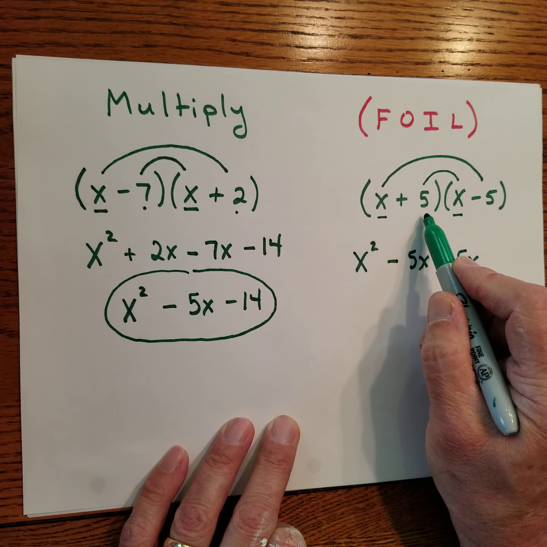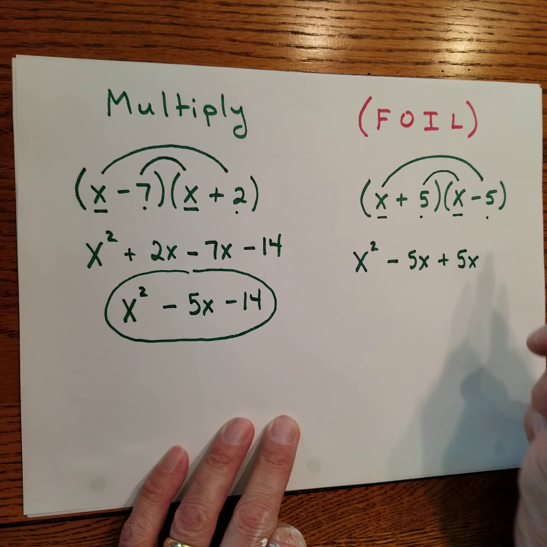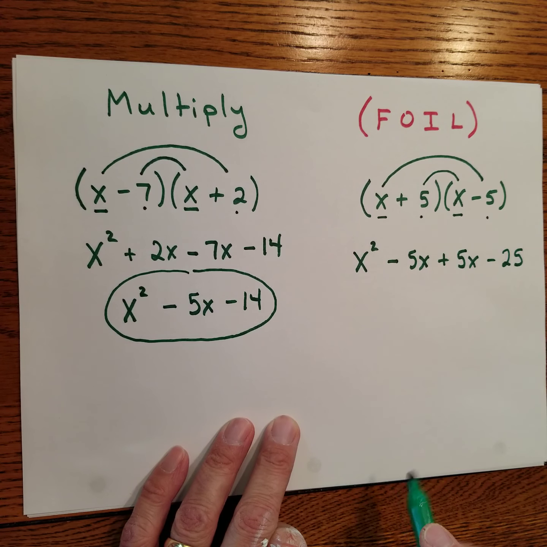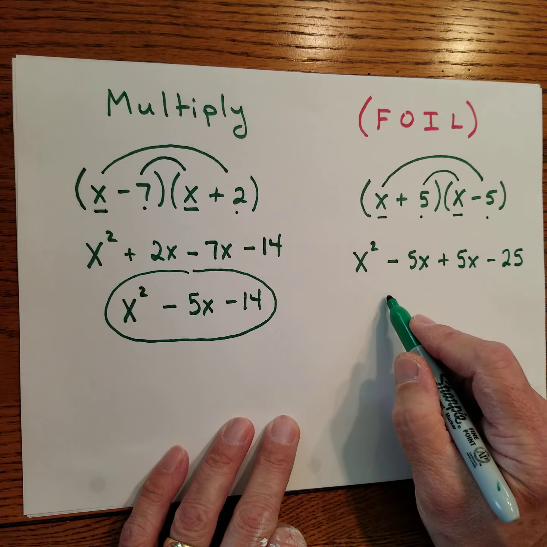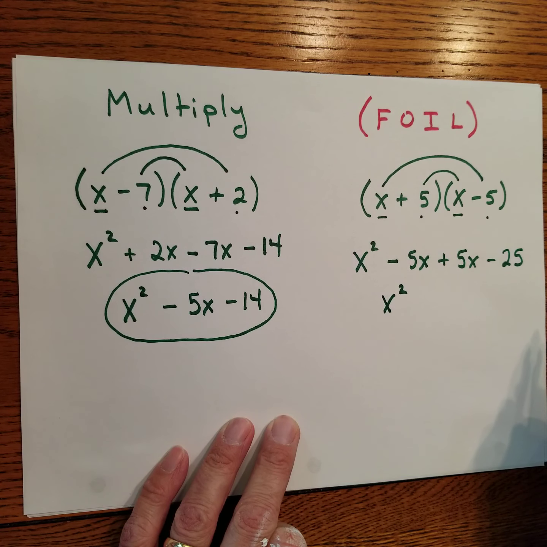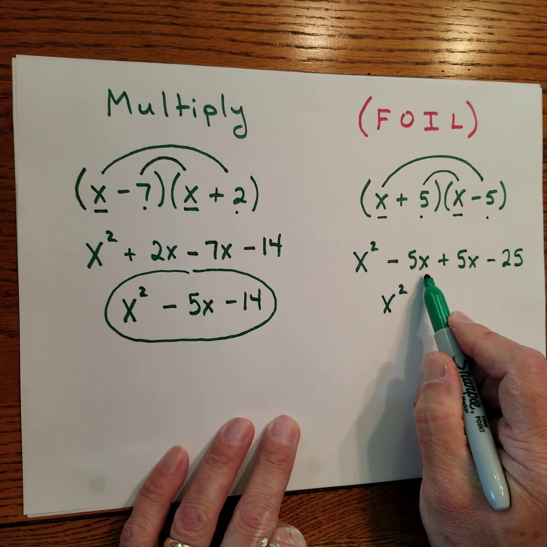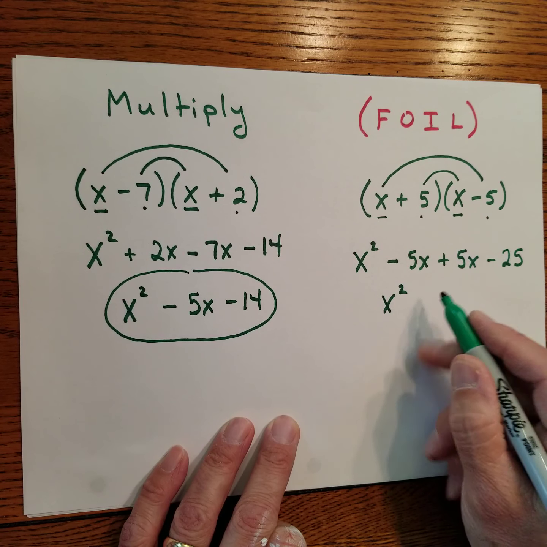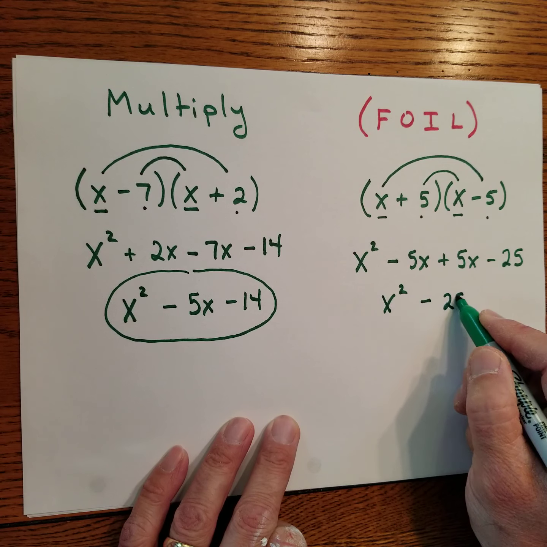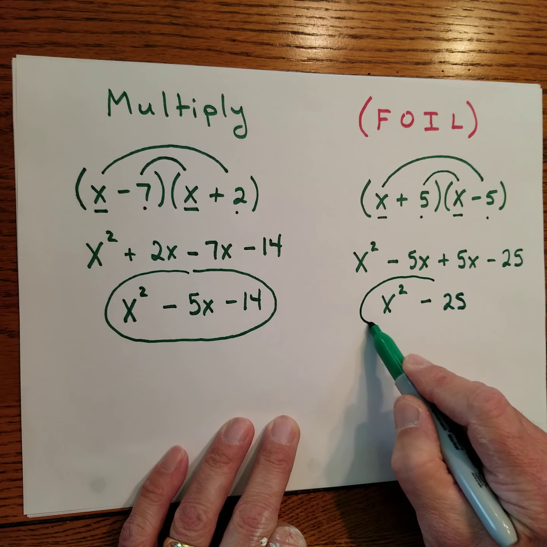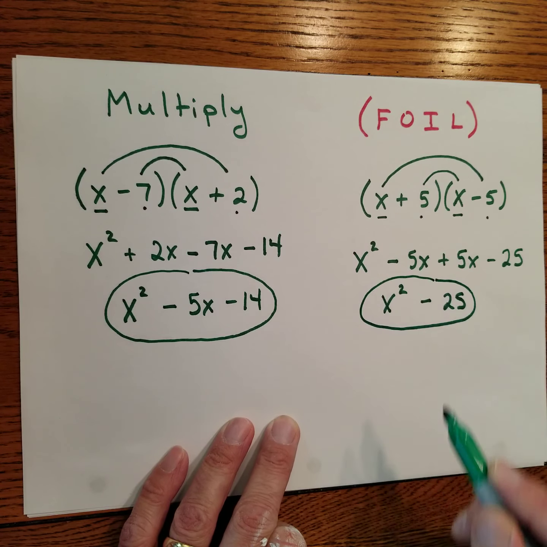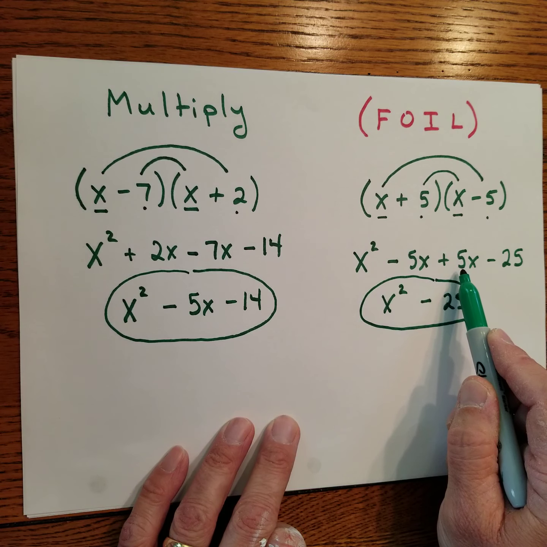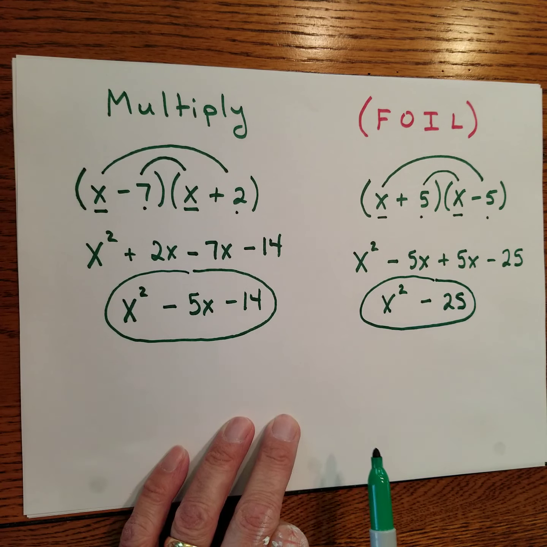Finally, we multiply the lasts. 5 times negative 5 is negative 25. Let's combine the like terms. But watch what happens when we combine the like terms. Negative 5x and positive 5x is 0. So we don't write it. We just write the x squared minus 25. Look for this special case in future problems, where the outers and the inners add up to 0 and go away.